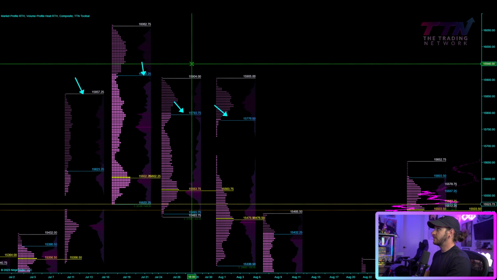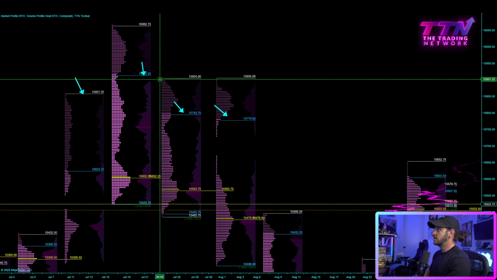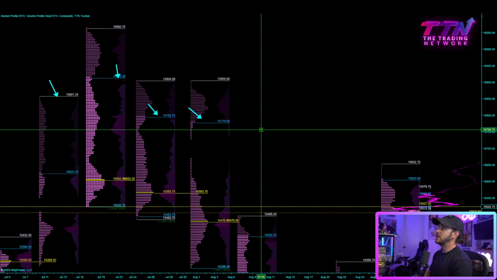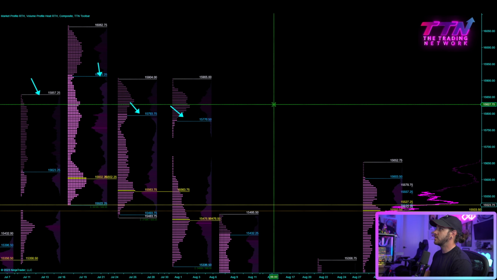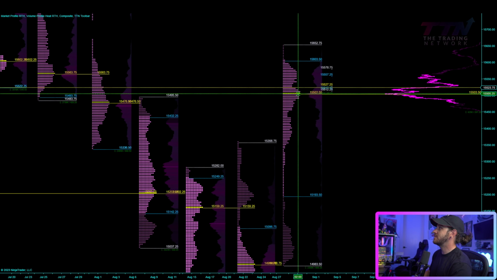And then we've got good confluence at 15.9K with a value area high from the July 17th session, range high, weekly high from July 24th, and another weekly high 1 point above that from the following week, July 31st. So that's what I'd be looking at for some upside levels.